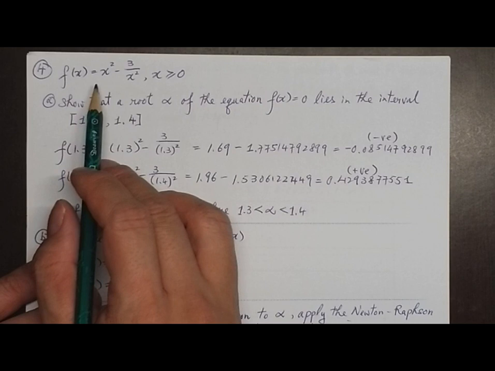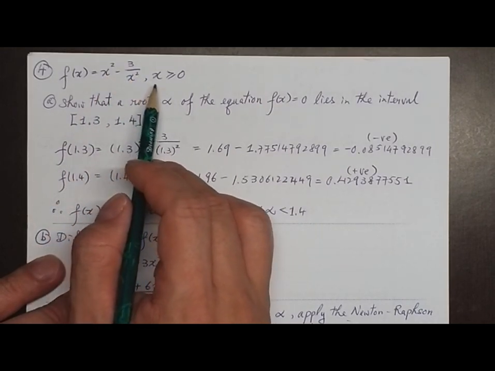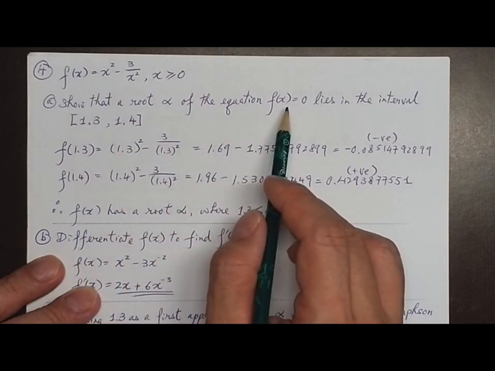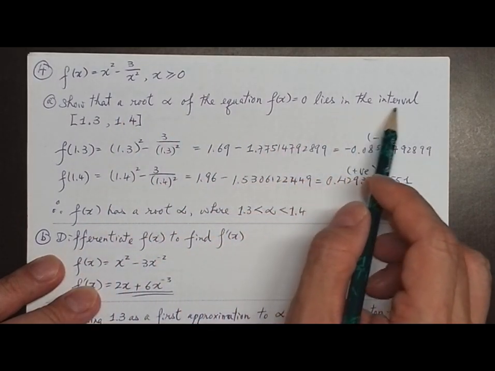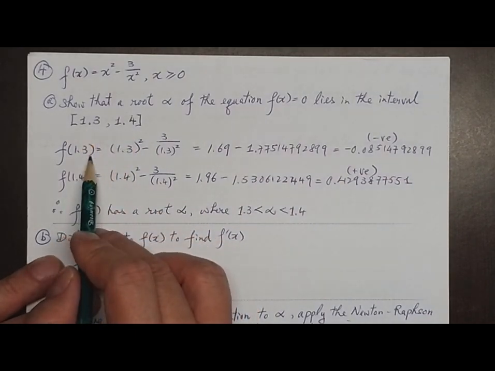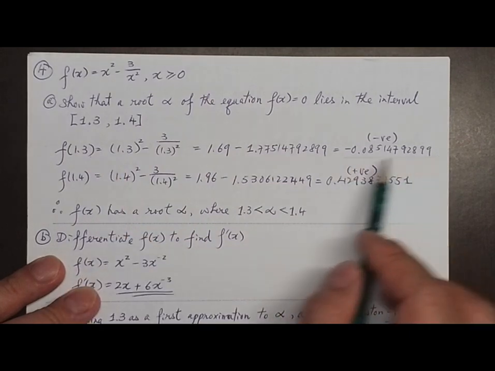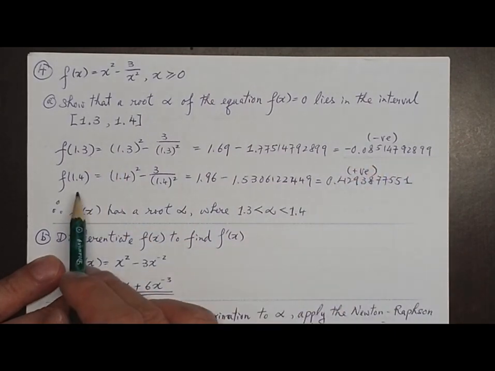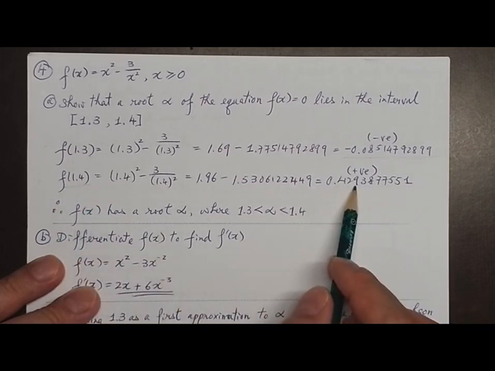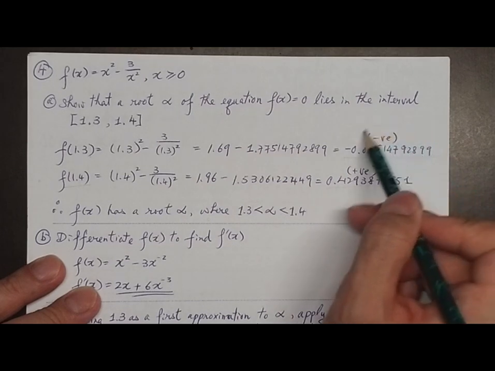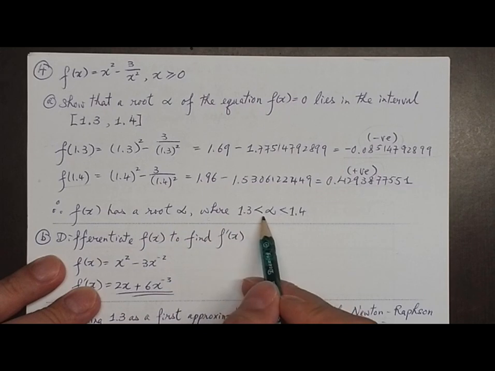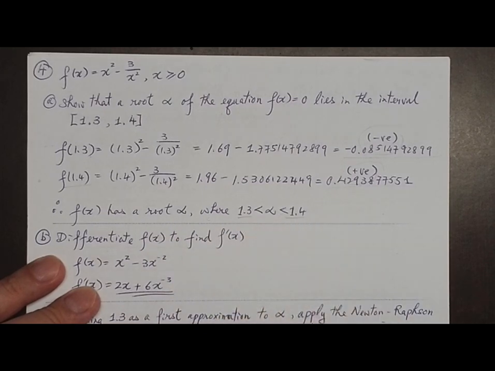Question number 4. f(x) equal to x squared minus 3 over x squared, x is greater than 0. So that a root alpha of the equation f(x) equal to 0 lies in the interval 1.3 and 1.4. We substitute f(1.3). We get a negative value of minus 0.08. And we substitute f(1.4). We get a positive value of 0.42938. We got a negative and a positive. It means f(x) has a root alpha within the range of 1.3 and 1.4.